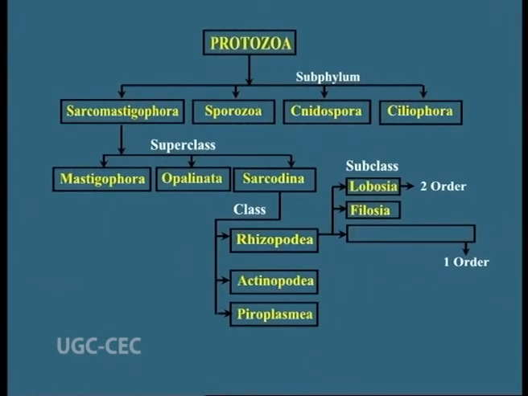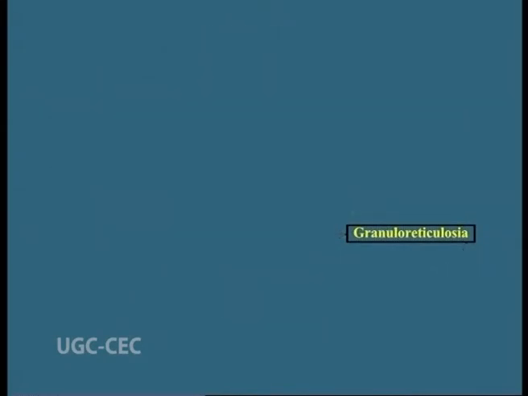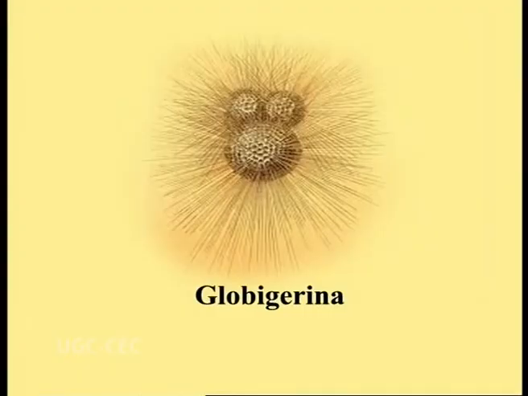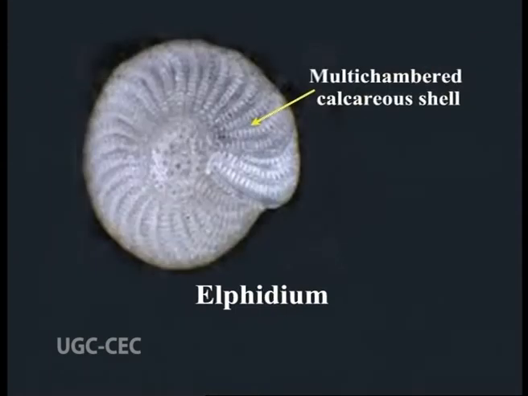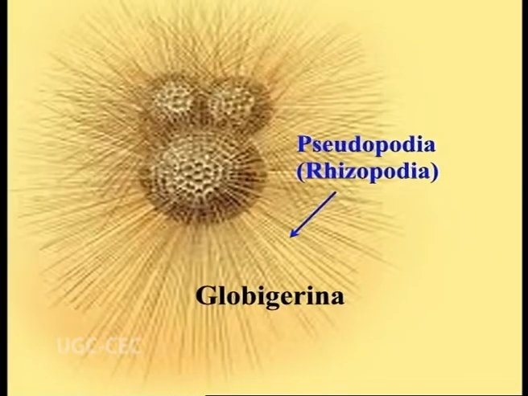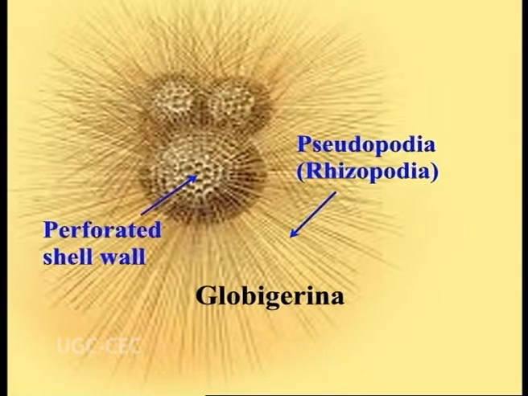Subclass Granuloreticulosa. They have finely granular reticulose rhizopodia. Order Foraminiferida, and examples are Globigerina and Elphidium. They are large sized with uni or multi-chambered calcareous shell. Pseudopodia emerge from aperture or wall perforation or both. Reproduction with alternation of sexual and asexual generations.